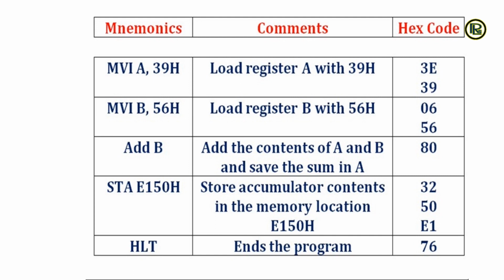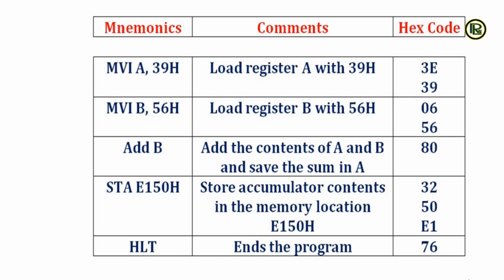In the right vertical column, the hex codes are given. Corresponding to MVI A, 39H, the codes are 3E and 39. For MVI B, 56H, the codes are 06 and 56. ADD B is 80. STA E150H is 32 50 E1, and HLT has the corresponding hex code 76.